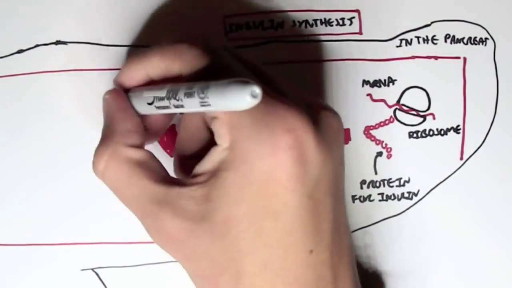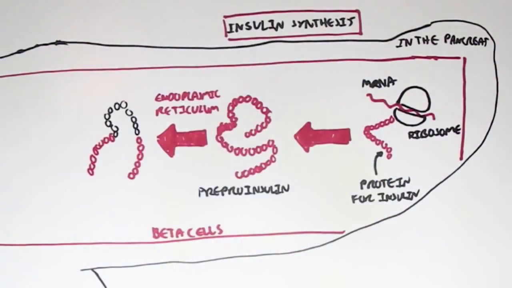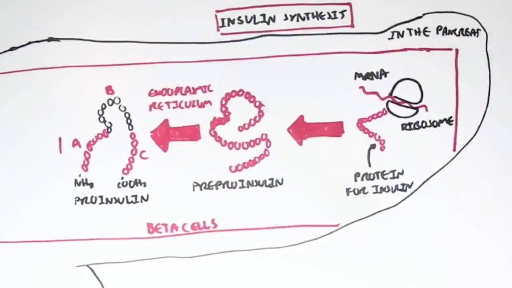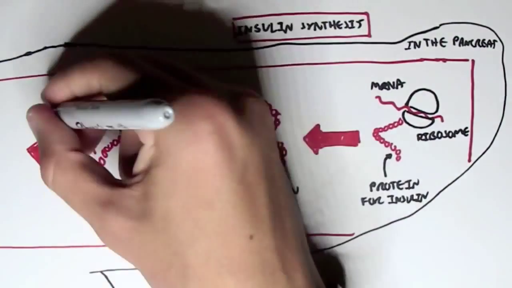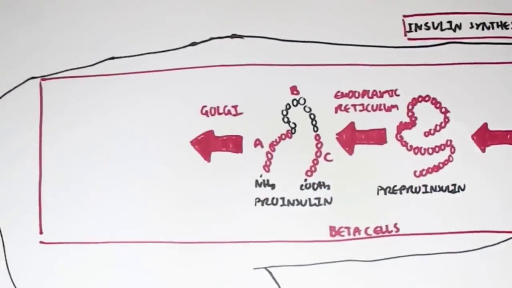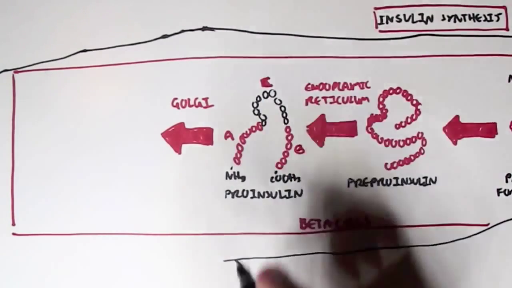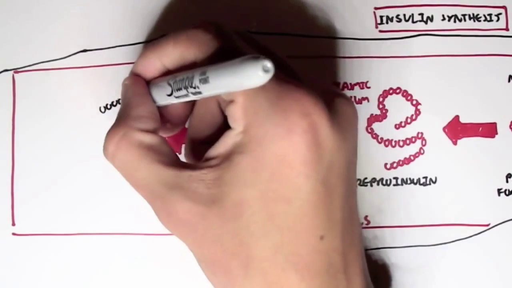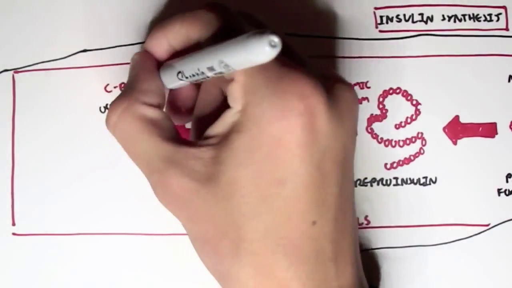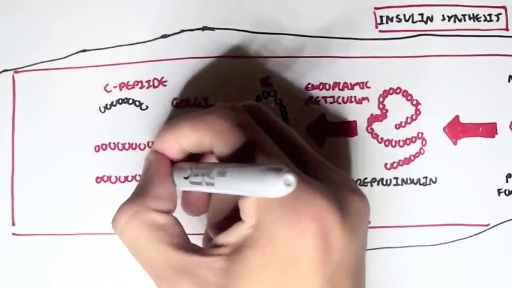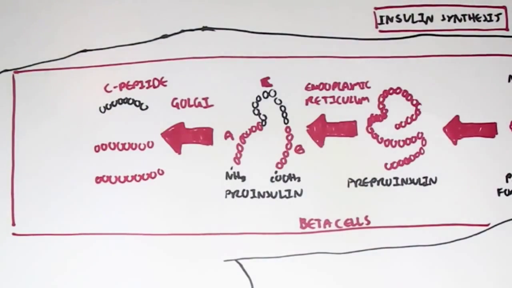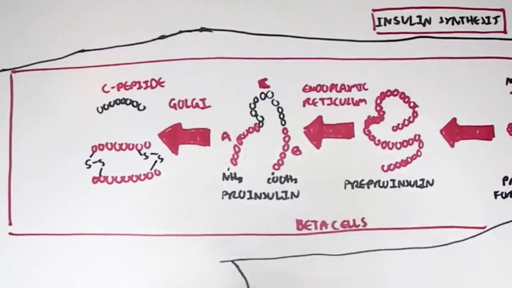And then this pre-proinsulin will get transported into the endoplasmic reticulum, where it will get sorted out and cleaved up a bit to form proinsulin. And the proinsulin consists of three segments: A, C in the middle, and B. Now, this proinsulin will then travel to the Golgi apparatus, where it will get cleaved up into the associated segments. The C peptide, which is in the middle, and also the A and B peptide, which will form insulin.